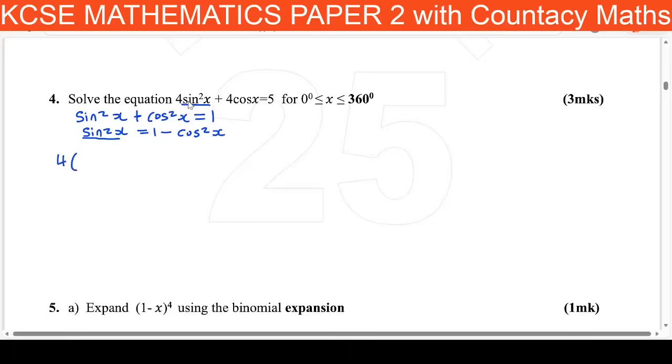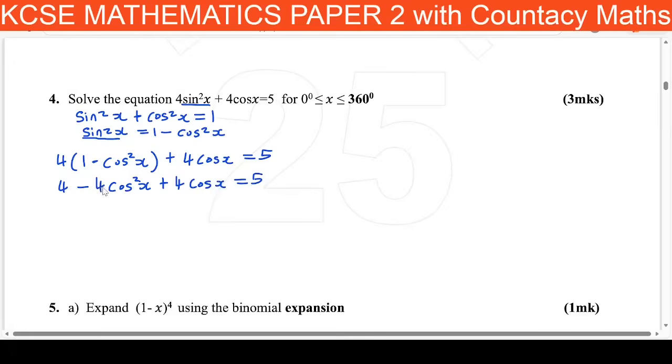Now, instead of writing this sine x squared, we are going to write an equivalent of that, which is 1 minus cos x squared, like that. And then we have plus 4 cos x is equal to 5. So let's go ahead and open up the brackets. We have 4 multiplied by 1, that's going to give you a 4. We have a minus 4 multiplied by cos x squared, that's going to give you minus 4 cos x squared. And then we have a plus 4 cos x is equal to 5.